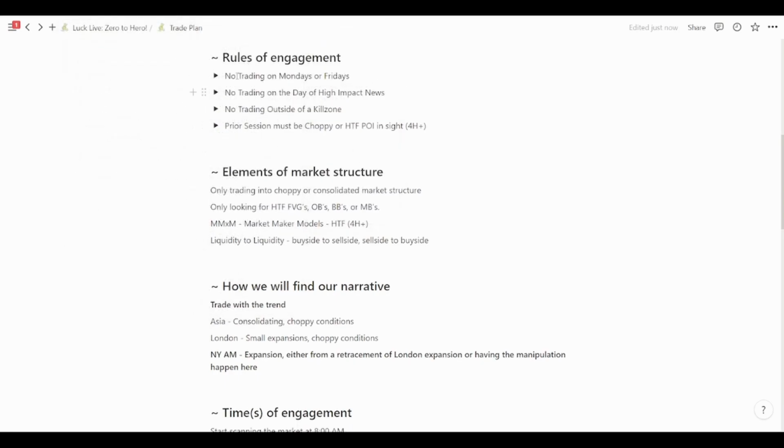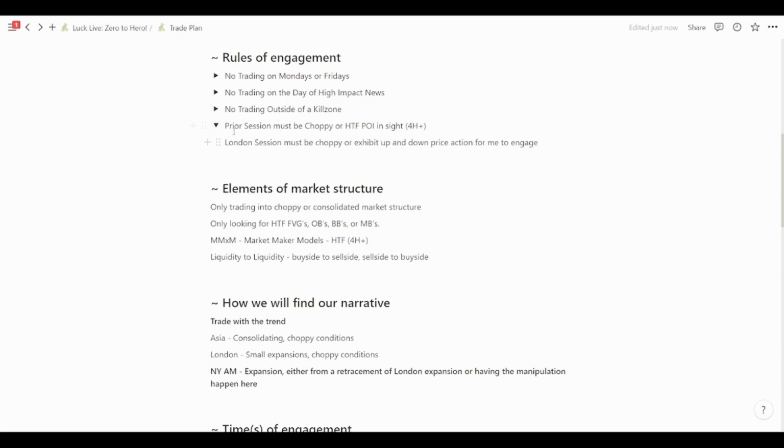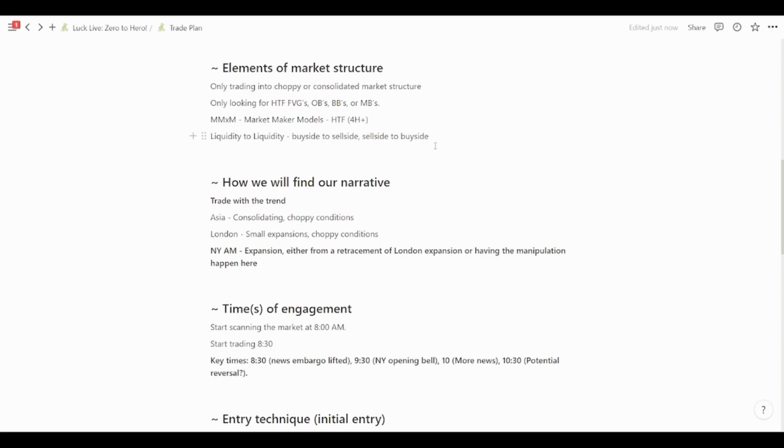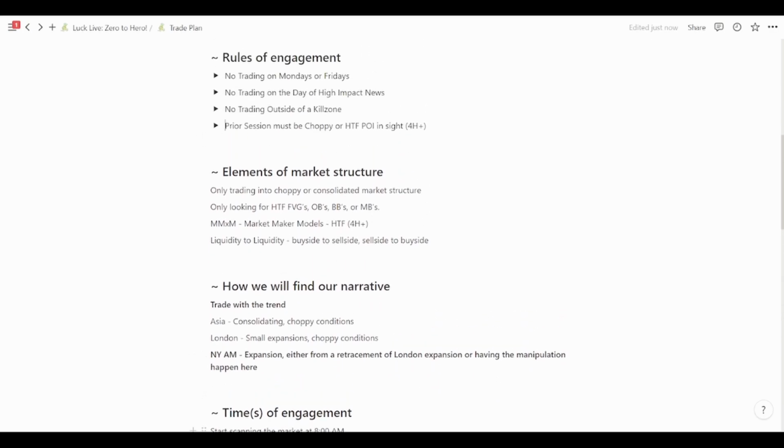But again, if we have a super choppy inside day, and the New York AM session is choppy starting at 8 o'clock, I'm probably not going to be interested in that. Or, sorry, if it's expanding but then pausing in between, I'm not going to be interested in that. Prior session, again, should be choppy for me to engage. It should not have a huge expansion overnight. That's really just what I don't want to see, a big expansion overnight.